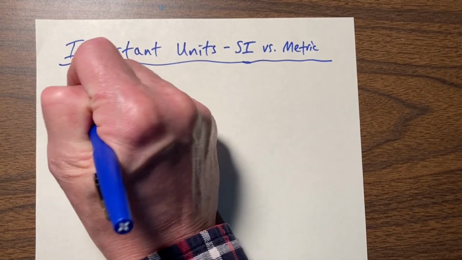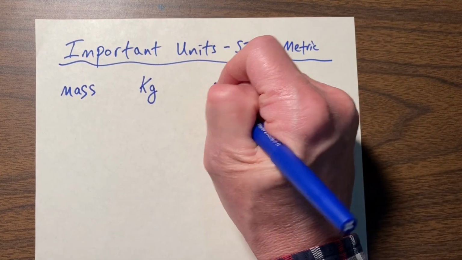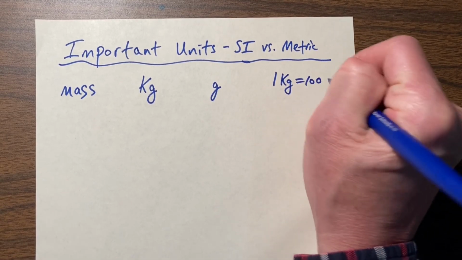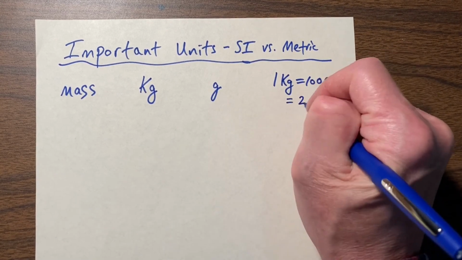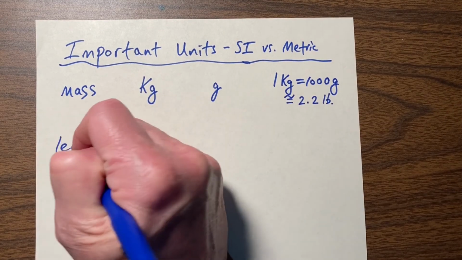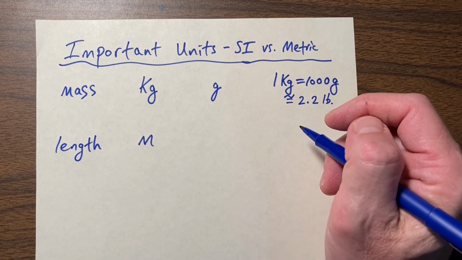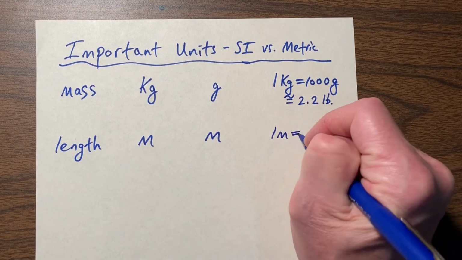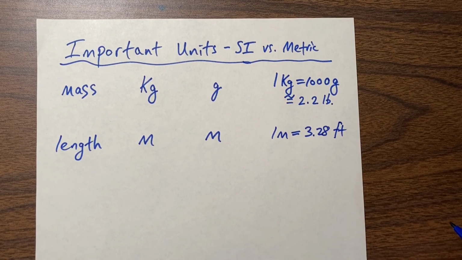So we're going to deal with mass. The SI unit is a kilogram. The metric unit is a gram. And the equivalents are 1 kilogram is equal to 1,000 grams. Pretty straightforward. If you want to relate that to the English system, a kilogram is about 2.2 pounds, roughly. One of the other base units is length. So the SI unit is a meter. The metric unit is also a meter. 1 meter is equal to 3.28 feet. A little bit longer than a yard.